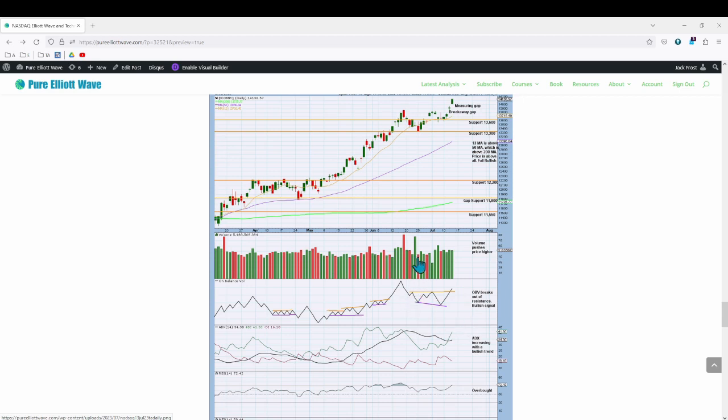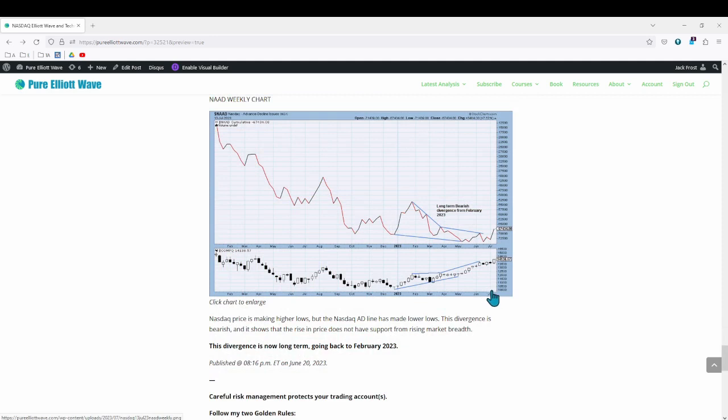Volume has overall pushed price higher, above support at 13,300 and later 13,600. Price is expected to continue to rise, though there is likely to be some pullback soon. Price is making higher lows, but the Nasdaq AD line has made lower lows. This divergence is bearish and shows the rise in price does not have support from rising breadth. This divergence is now long-term, dating back to February 2023.